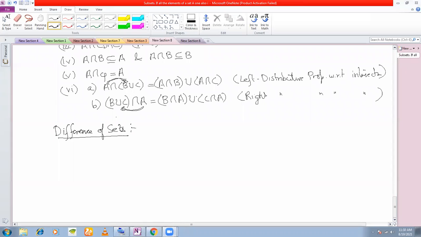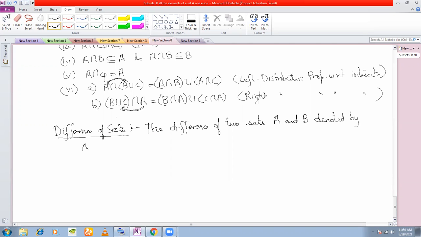Difference of sets. Now, the difference of two sets A and B is denoted by A minus B or B minus A.